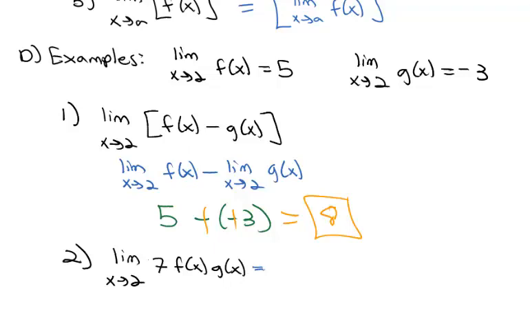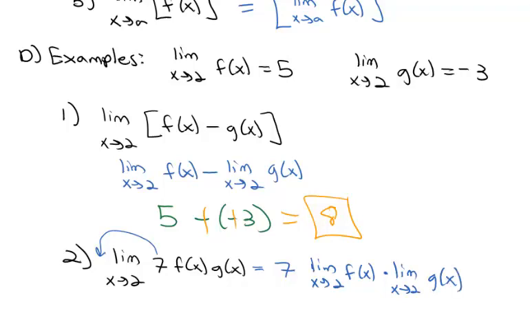Well, 7 is just a constant. We're going to bring him out front. He's not going to have any effect on the limits. F of x times g of x, we'll take the limits of the parts. The limit as x goes to 2 of f of x times the limit as x goes to 2 of g of x. And so we've got a 7 times x going to 2, that's 5 on f of x, times the limit as x goes to 2 of g of x is negative 3.